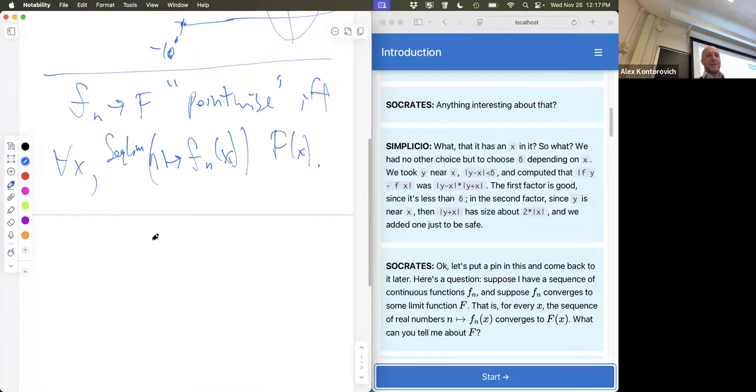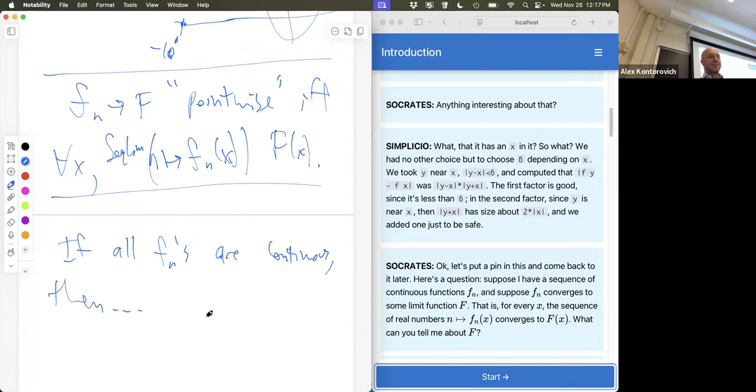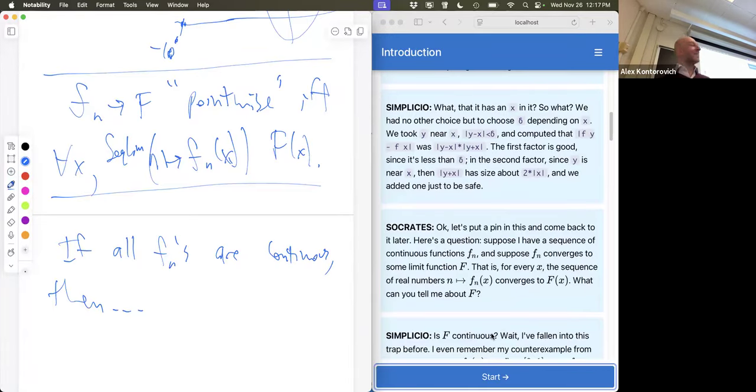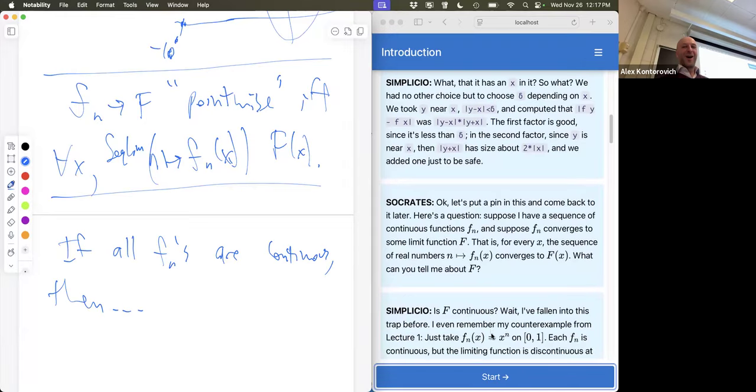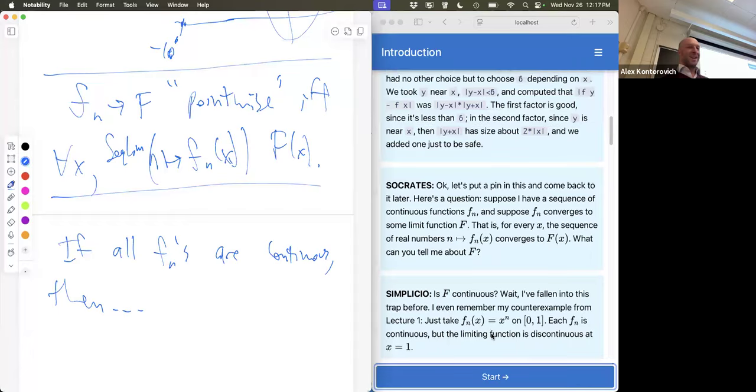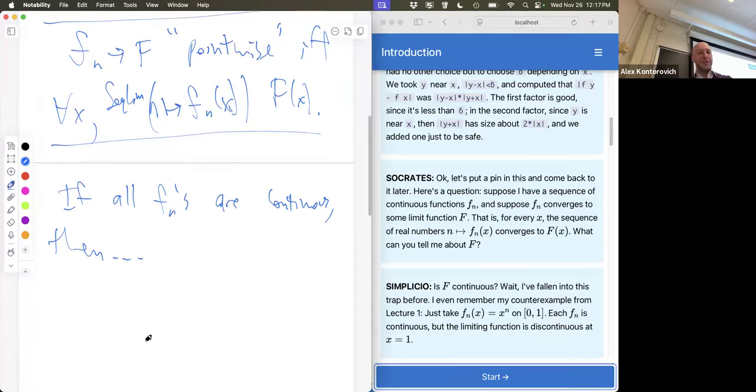So if all the fn's are continuous, then... and Simplicia says, is f continuous? Wait a second. I've fallen into this trap before. We talked about this on day one. On day one, we noticed that the functions, even on [0, 1], forget about the whole real line. On [0, 1], if you look at the power functions, fn of x is x to the n.